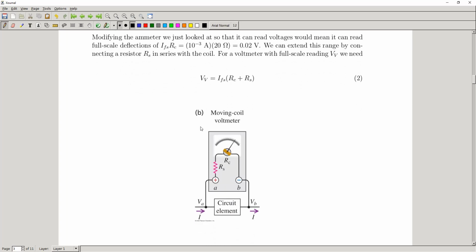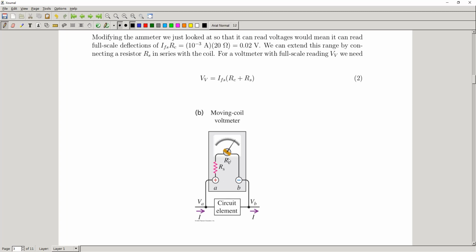So let's say this was our voltmeter. We would want to connect to this point here, which would be at some potential VA, and some point here that would be a potential VB, and we would want to know the difference across this circuit element, or what VAB is. In the same way that we can modify our ammeter, we can modify our voltmeter, and this is the setup that we have here.